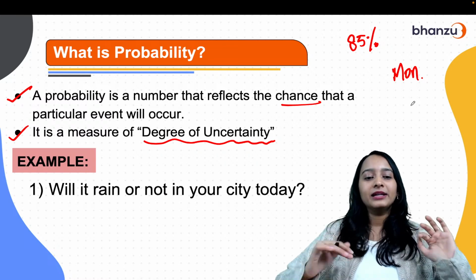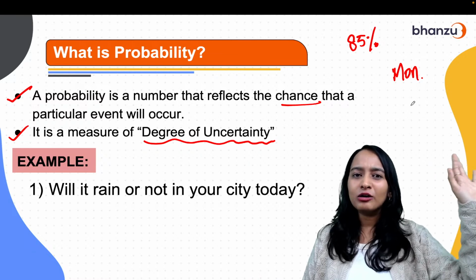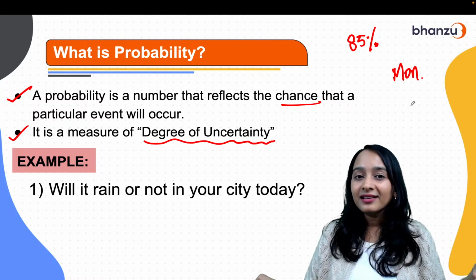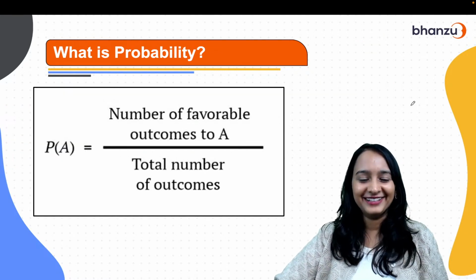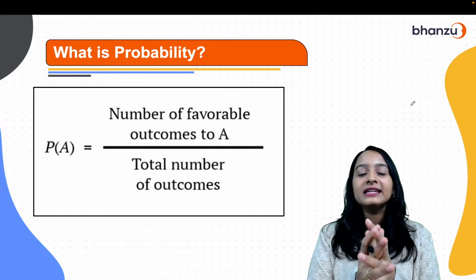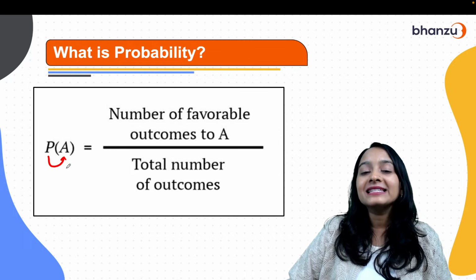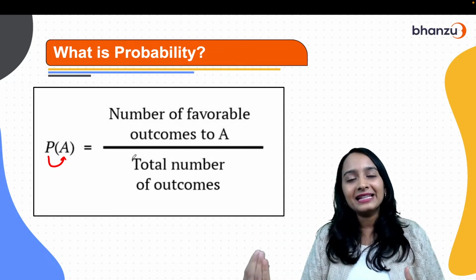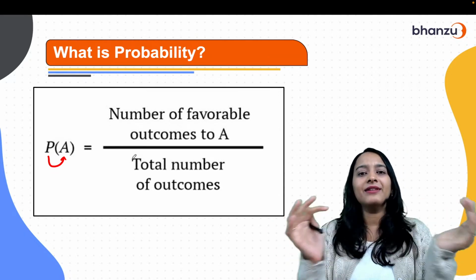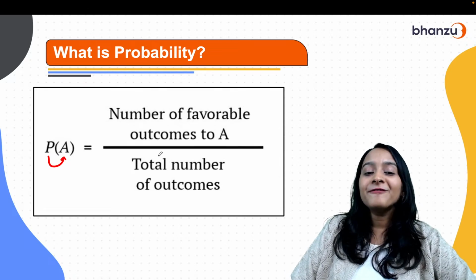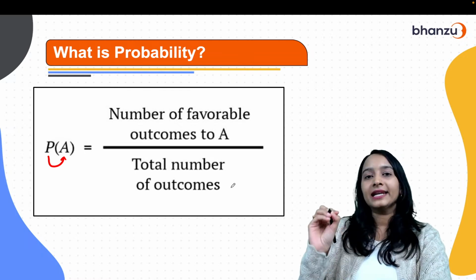For example, it will rain or not today in your city. As I told you, it's very nice and windy and cloudy outside in Bangalore. But will it rain? Maybe or maybe not. But high chances are there that it will definitely rain. Now, probability in mathematical terms is the probability of an event. A is an event. An event can be getting heads, getting tails, getting an even number when I roll a dice. It can be anything. Where the number of favorable outcomes of that event is divided by the total number of outcomes.